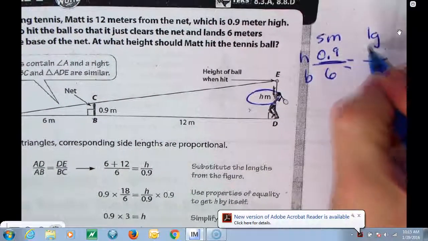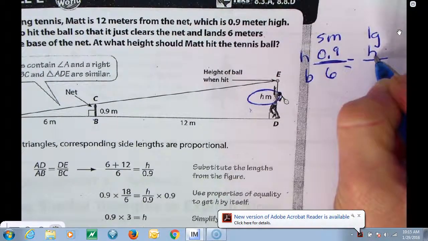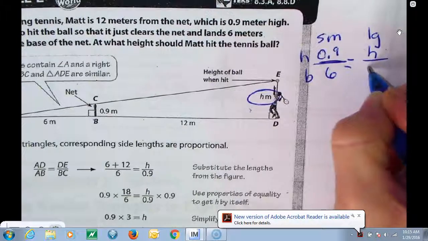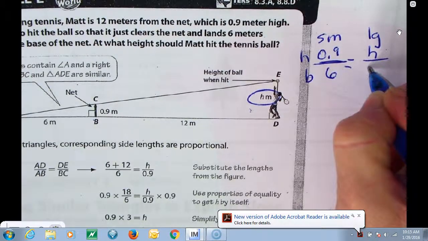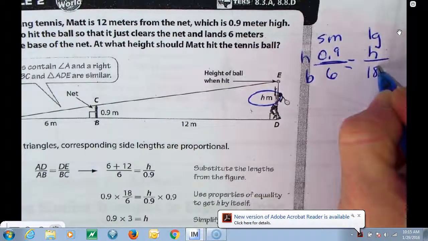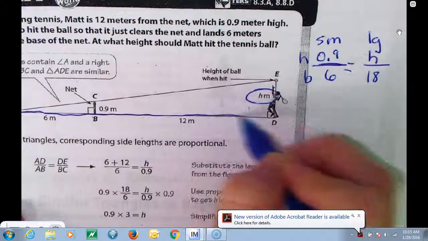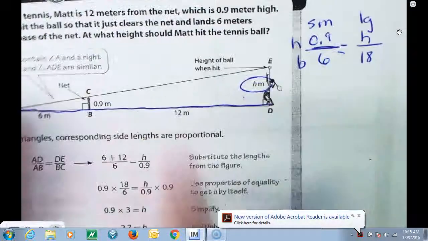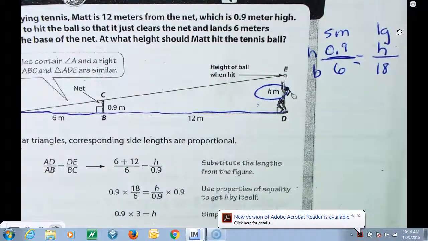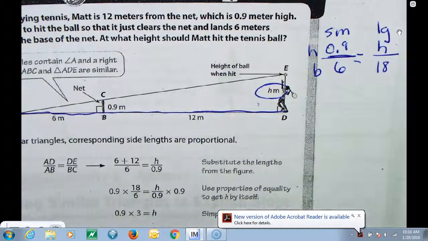What's the height of the large one? Well, let's use H. Since I used H, let's use H over 12. Nope. 18. Why is it 18? 6 plus 12 is 18. Look at there. 6 plus 12 is 18. Does everybody see that? There's something obvious that I see right now. We got to just do it that way. Who sees it?